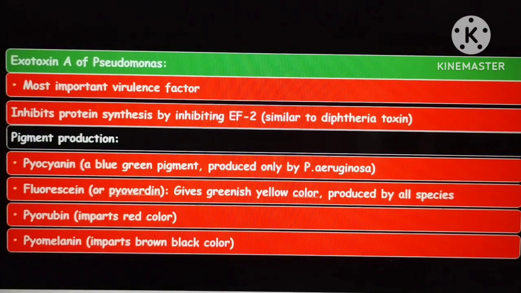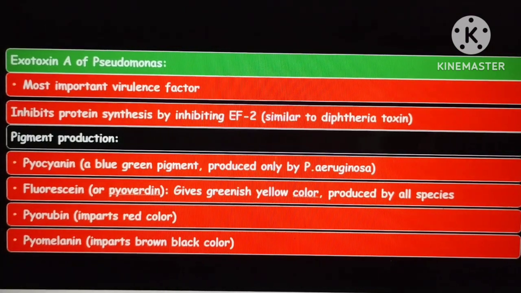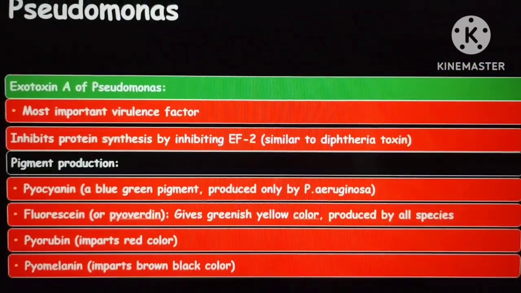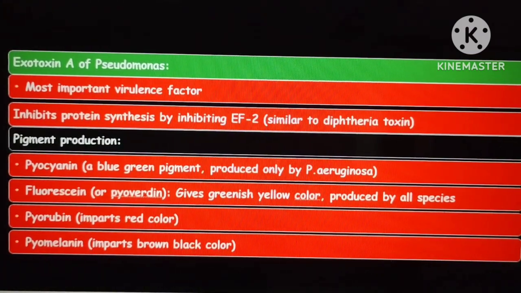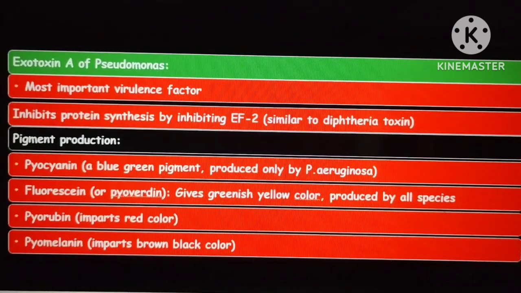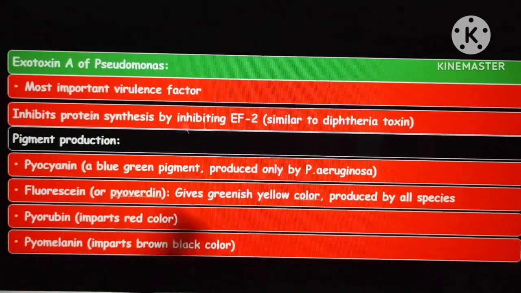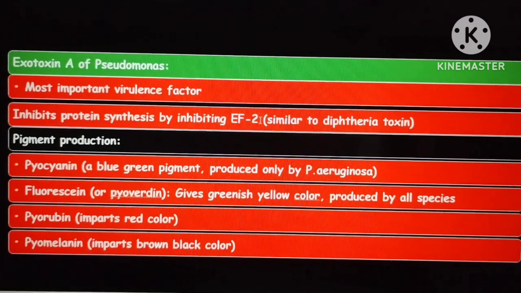So next, coming to Pseudomonas, you know, exotoxin A is the principal factor, and I told you it is similar to that of Corynebacterium diphtheriae, because both inhibit the elongation factor. This is the most important virulence factor, as it inhibits protein synthesis by inhibiting elongation factor 2.